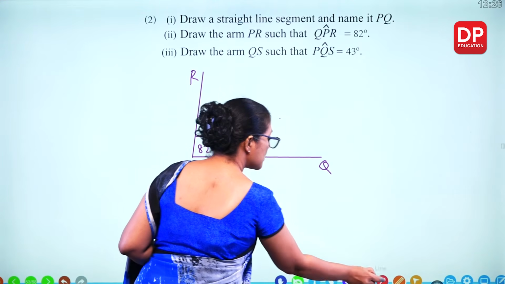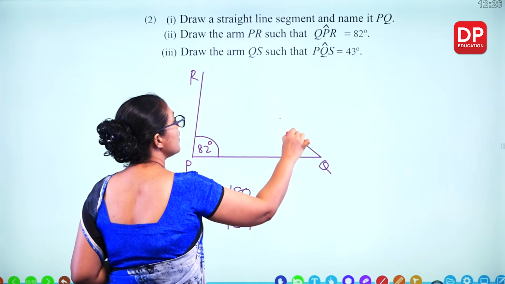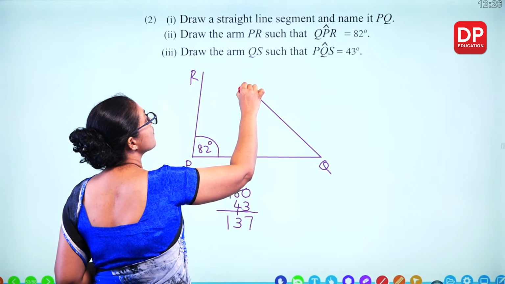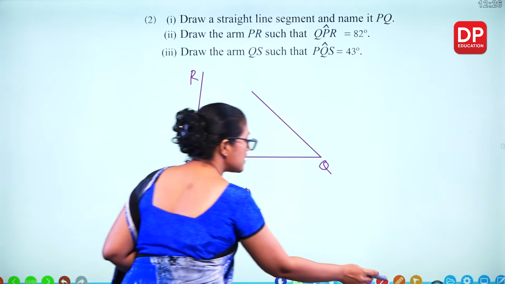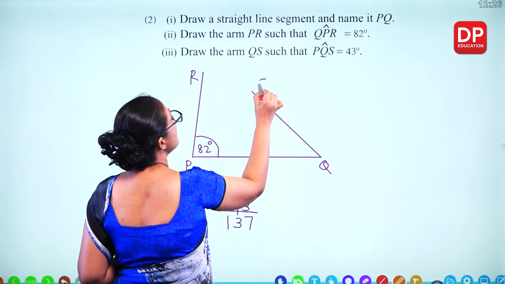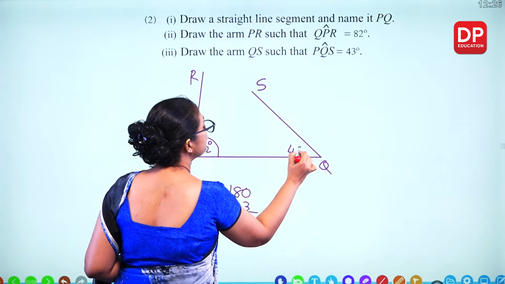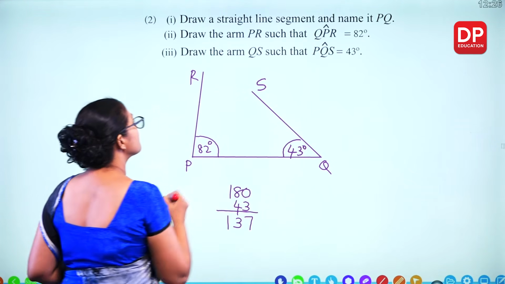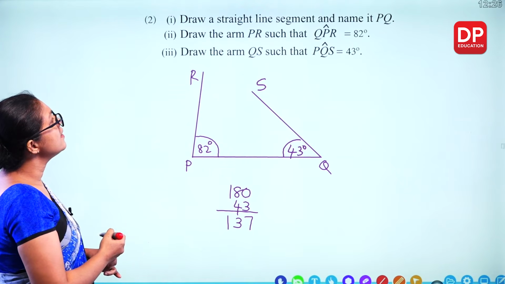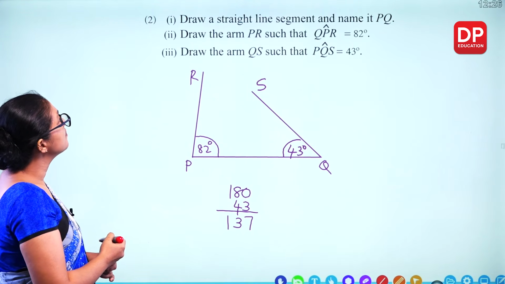Now connect that one. So that's S somewhere there. S. PQS is 43. So those are the two diagrams.